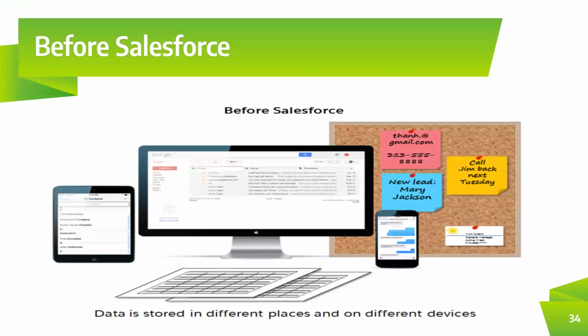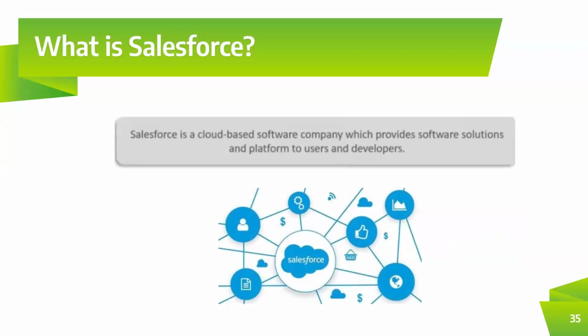Before Salesforce, the data was scattered. Some of it was in files, some in the system, some on paper, some on the notice board. Nothing was organized. But once we got Salesforce, all the data got organized. We can see all the customer data, everything, in one place. First of all, though, we should know what Salesforce is all about.